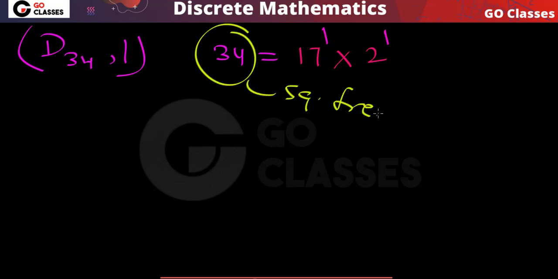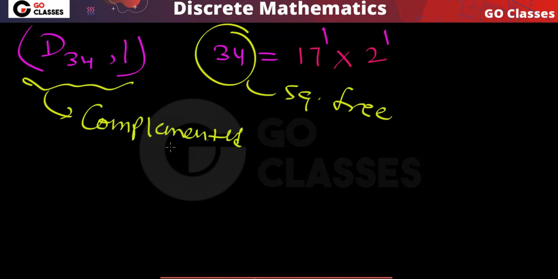I can say this is also square free, so this is complemented. So this lattice is complemented because n is square free. You can check it out.